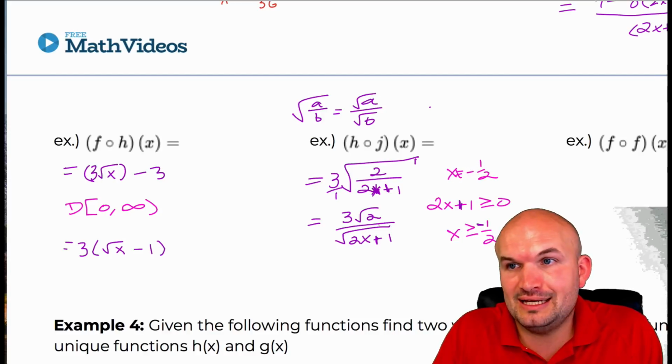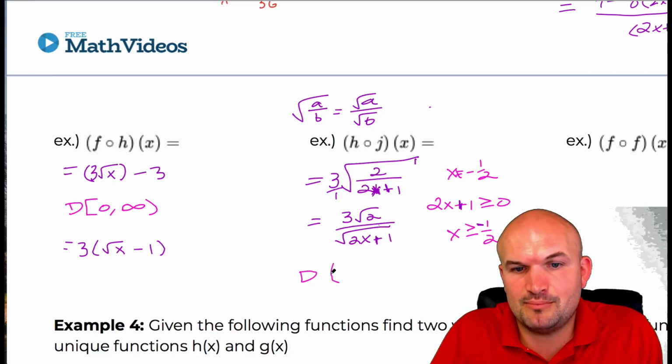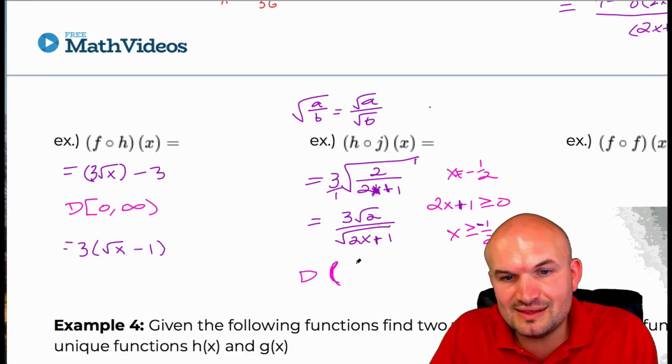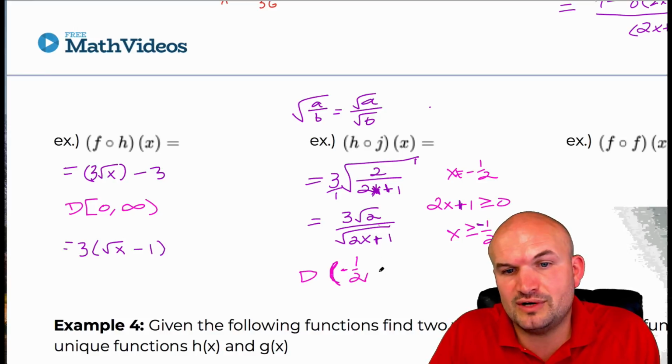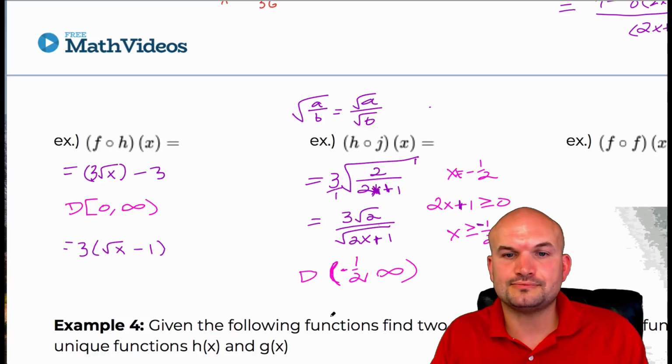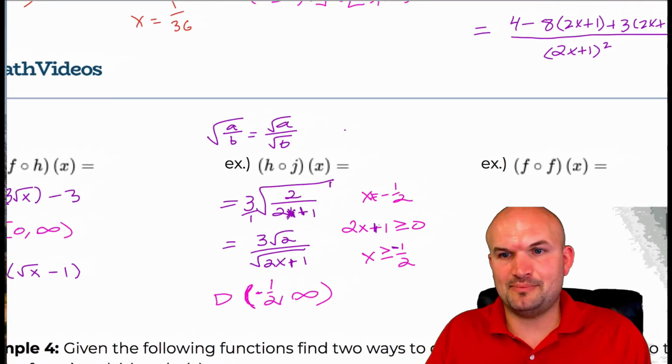So my domain is going to be written like this. Domain is going to be parentheses now. Rather than using the brackets, it's going to be parentheses -1/2, and it's all values greater than -1/2, so that's going to go towards infinity. Okay? All right, last but not least for example number 4.